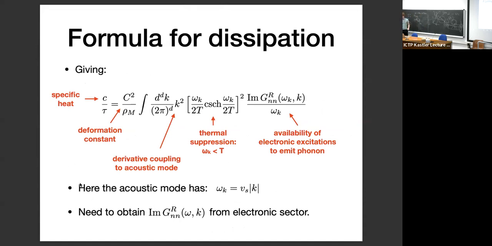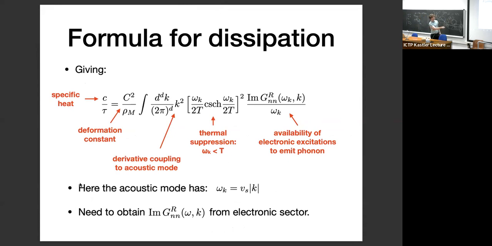The electrons can be as strongly coupled as you like. And this formula is very intuitive. It's a formula for this decay rate. There's an overall constant, which is just the strength of the electron-phonon coupling. We're calculating the rate at which you emit phonons, so you integrate over all possible wave vectors of the phonon.